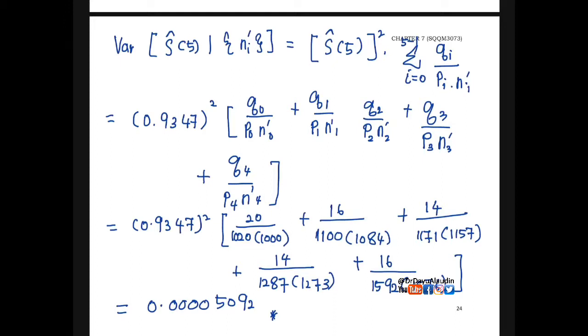So this is how you find the Sx with the hat and the variance for unbiased binomial proportion. So we end chapter 7.